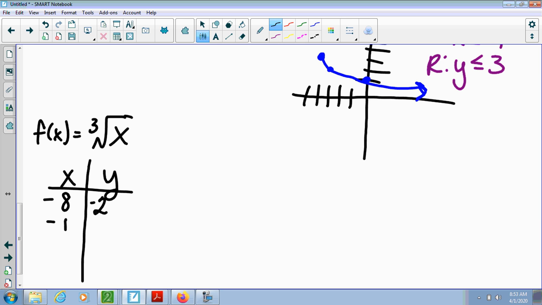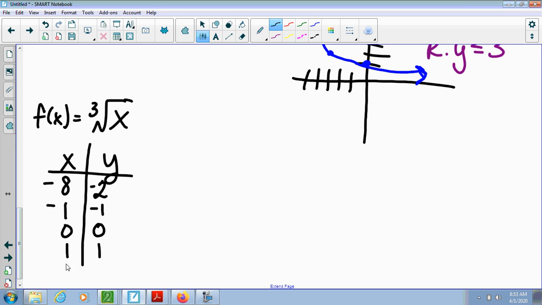I'm going to do -1 next. And the cubed root of -1 is -1. I'll pick 0. The cubed root of 0 is 0. And then I'll go with 1, which is 1. And then 8. And the cubed root of 8 is 2.